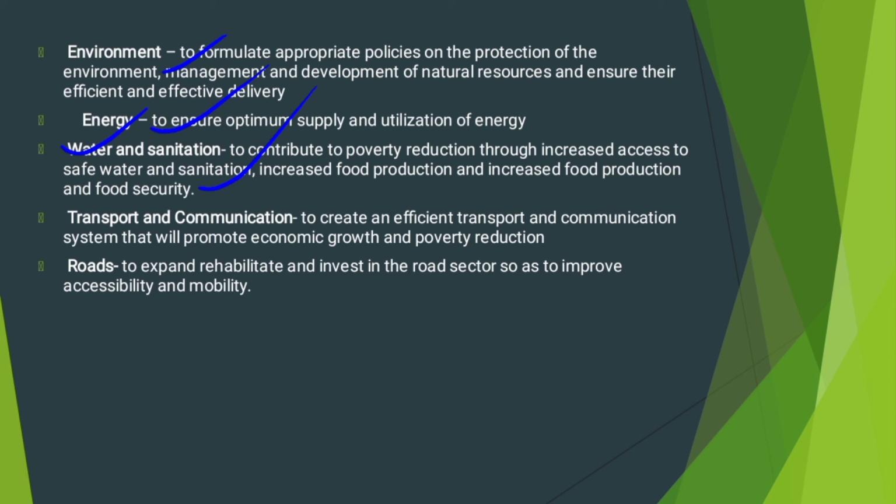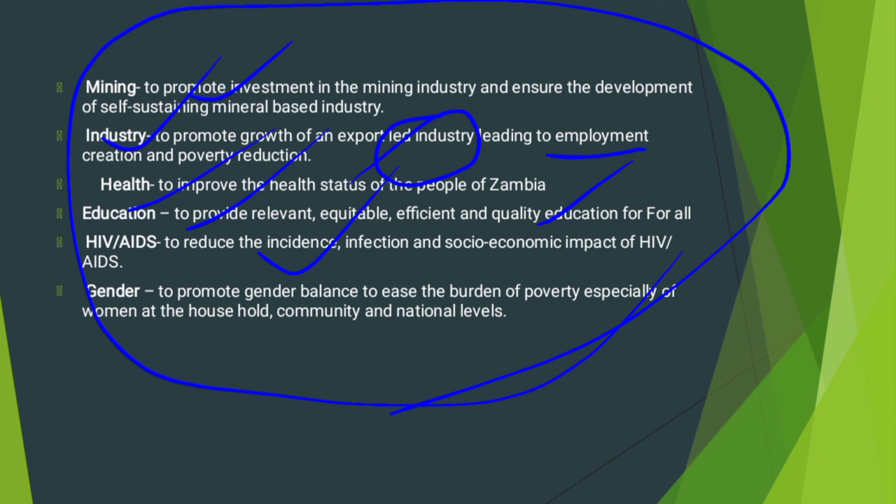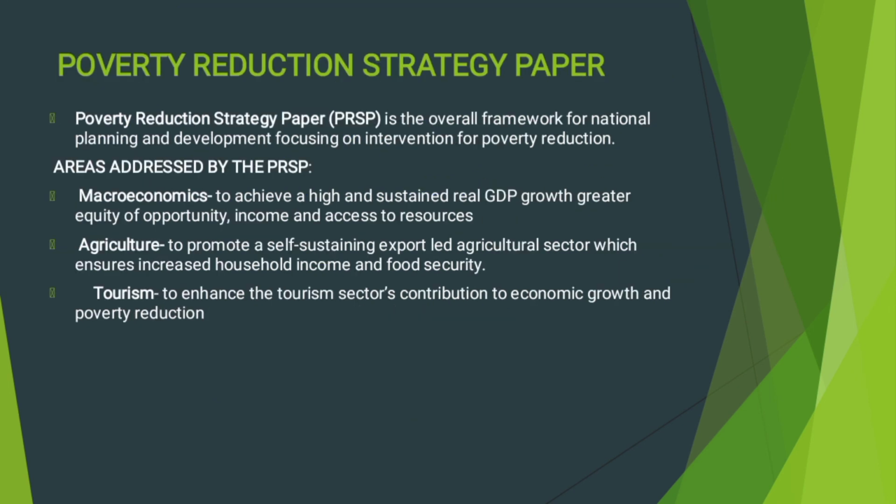Transport and communication, to create an efficient transport and communication system that will promote economic growth and poverty reduction. This will include constructing roads, so as to expand, rehabilitate, that will lead to constructing roads. So these are things which are in the poverty reduction strategy paper.